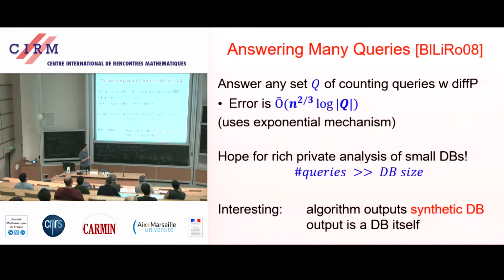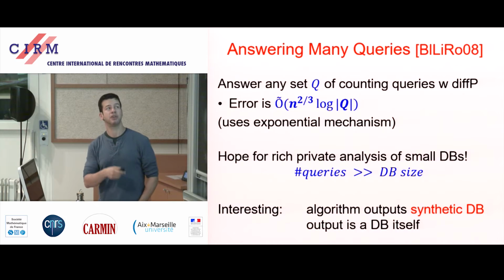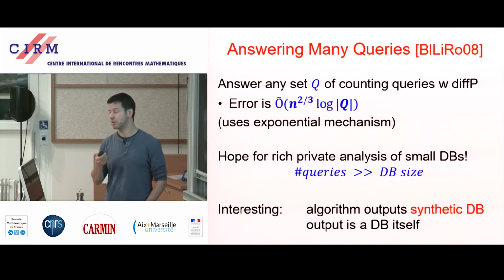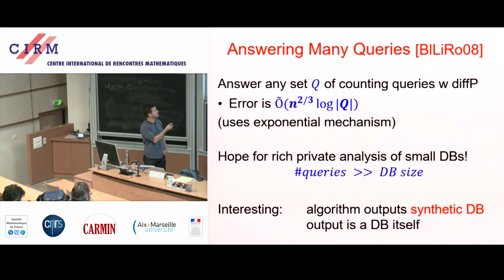In particular, this is the first example we had that could answer really very rich query families. In particular, the number of queries can be much, much bigger. So you can take Q to be something like 2 to the 0.1 times n. Answer a huge family of queries, and you still get n to the whatever 0.68 error, which is sublinear in particular. That's quite good.